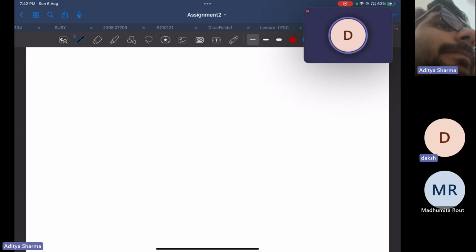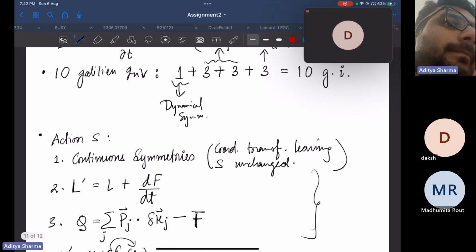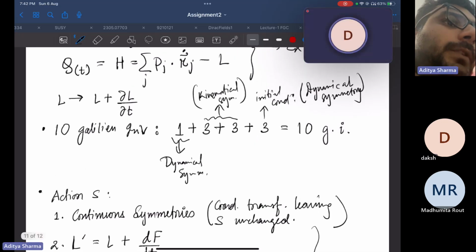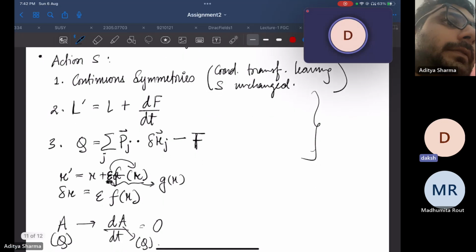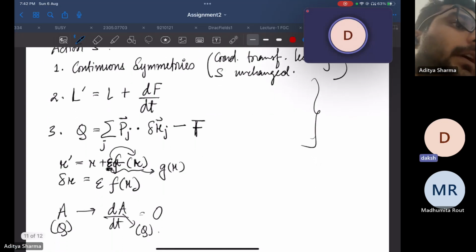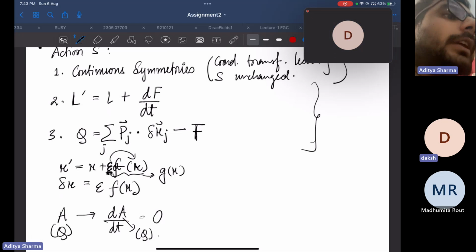Excuse me, can you go a page back? Which part? This, the final one. This delta R, right? Is it epsilon F of R or F of R? There is this small thing here.